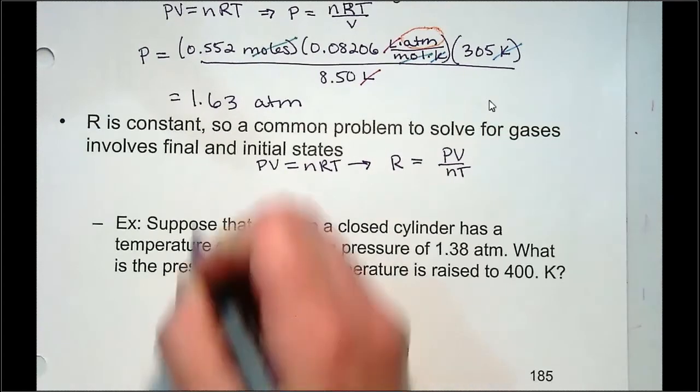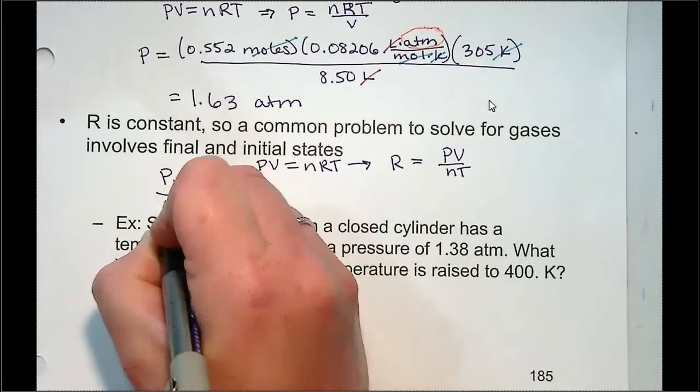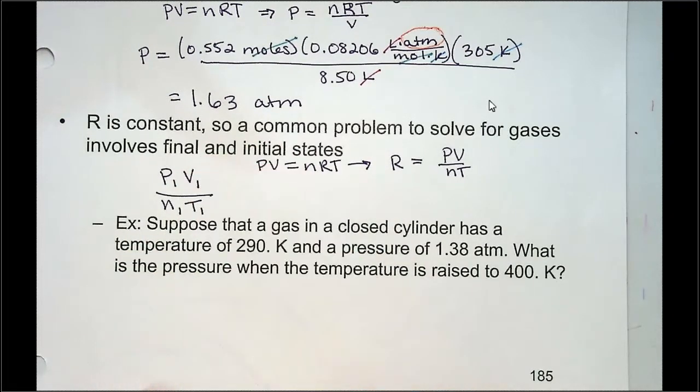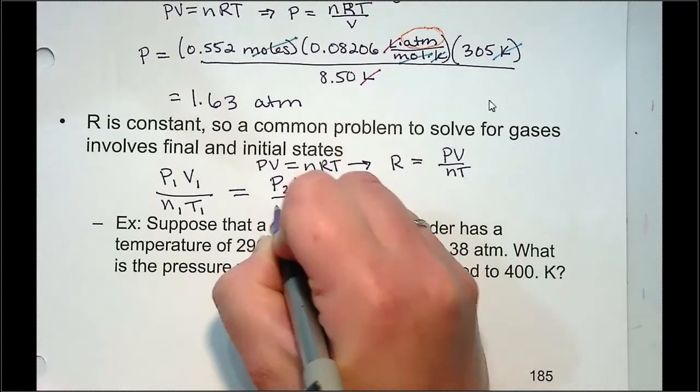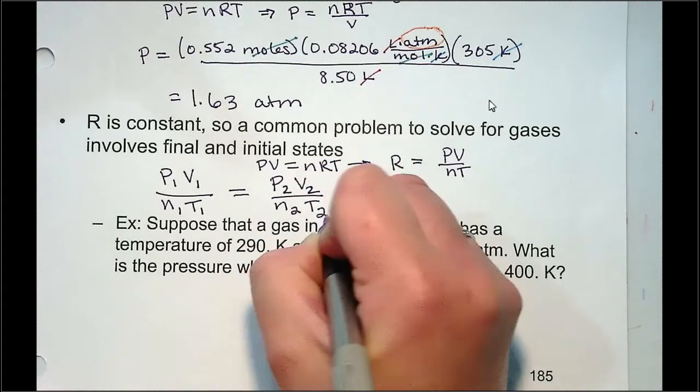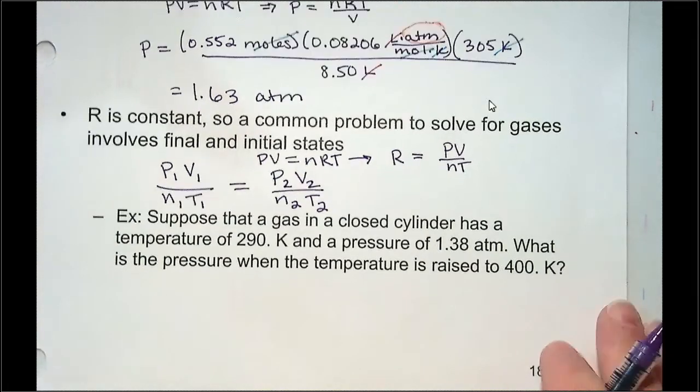So the pressure initially times the volume initially over the initial moles and the initial temperature is equal to those same variables at the new conditions. So if you do something to your gas, you can figure out what's happening after you've changed it using this equation. Okay? So let's do an example.